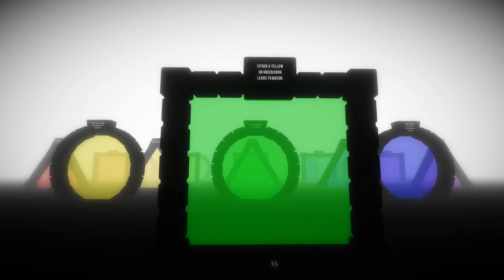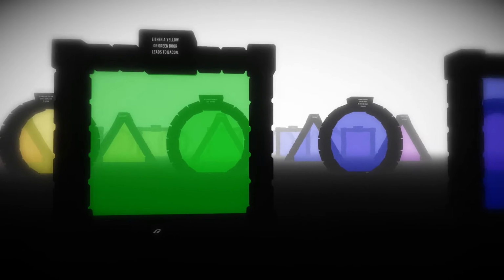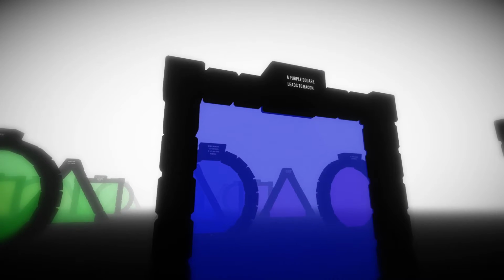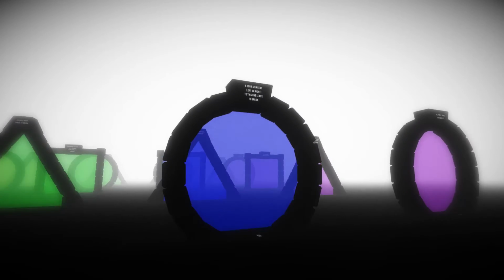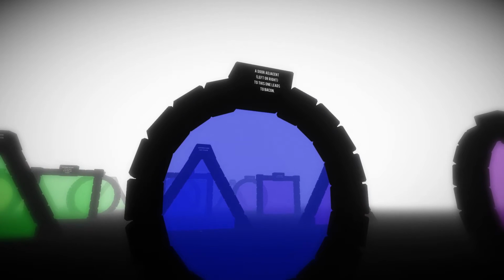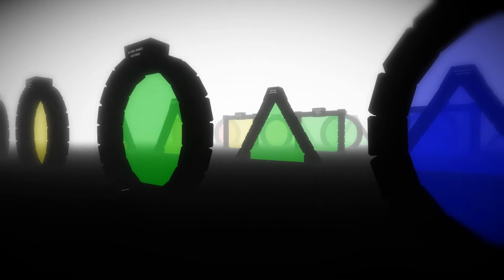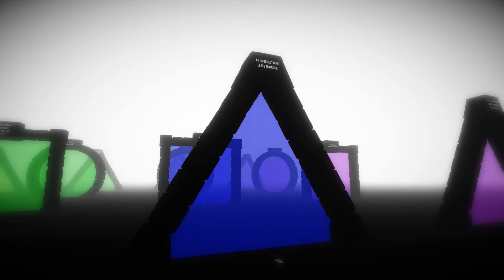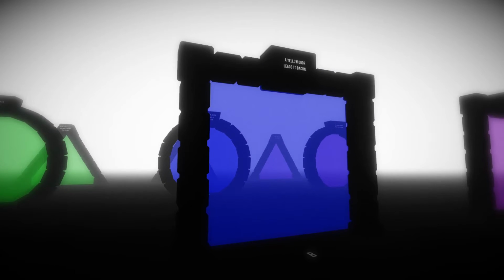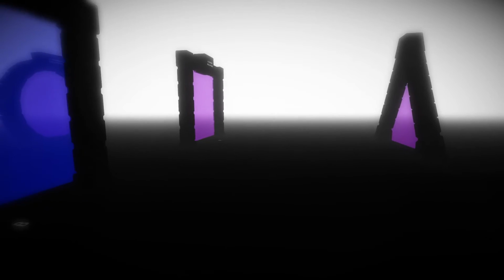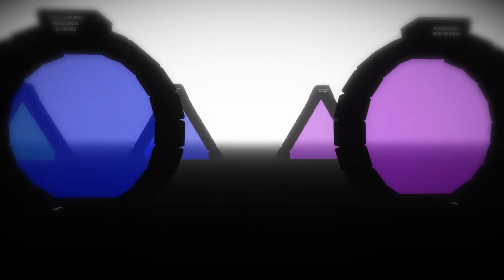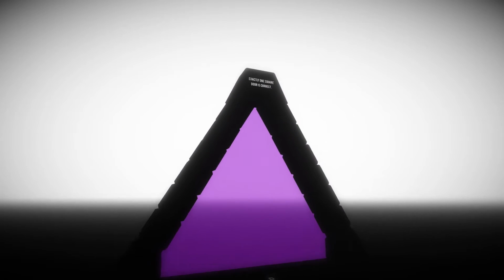Either a yellow or a green door leads to bacon. So this could be consistent. Green might be a possibility. Green means go. Purple square leads to bacon. A door to left or right leads to bacon. That means that would have to be bacon. So that's consistent so far. An incorrect door leads to bacon. That's consistent so far. A yellow door leads to bacon. So that can't be true. Green's the best bet so far.